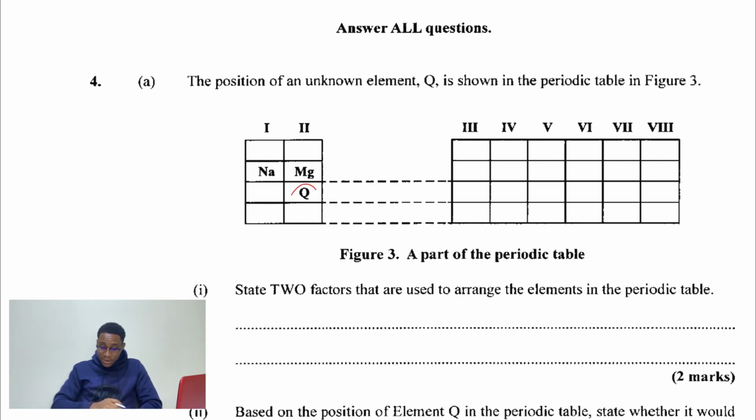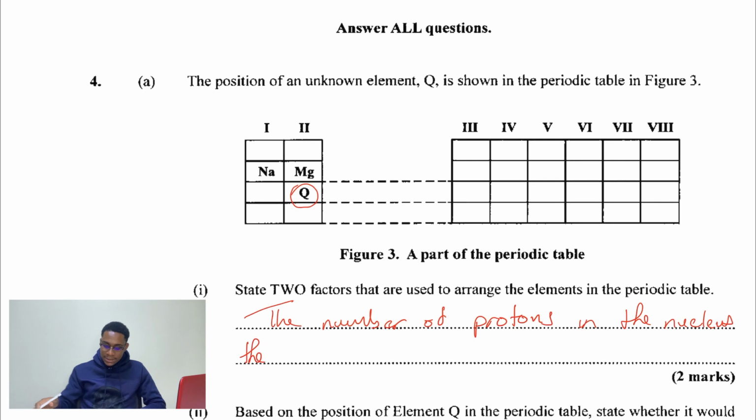Question 4. The position of an unknown element Q is shown in the periodic table in figure 3. Question 4i wants us to state 2 factors that are used to arrange the elements in the periodic table. We have the number of protons in the nucleus, and that is the atomic number, as well as the number of electrons in the outer energy level, which is the valence electrons.